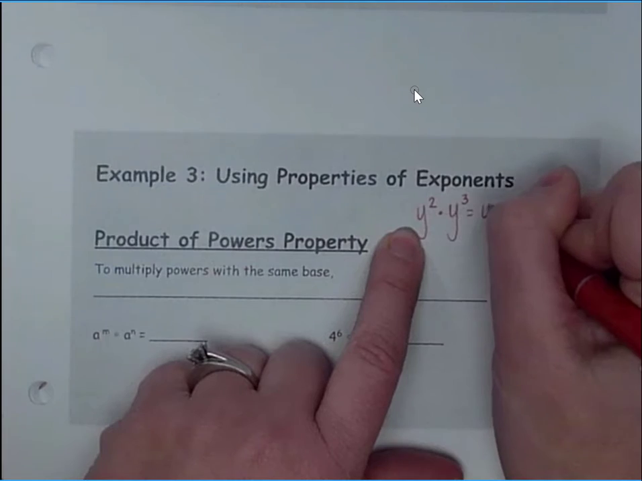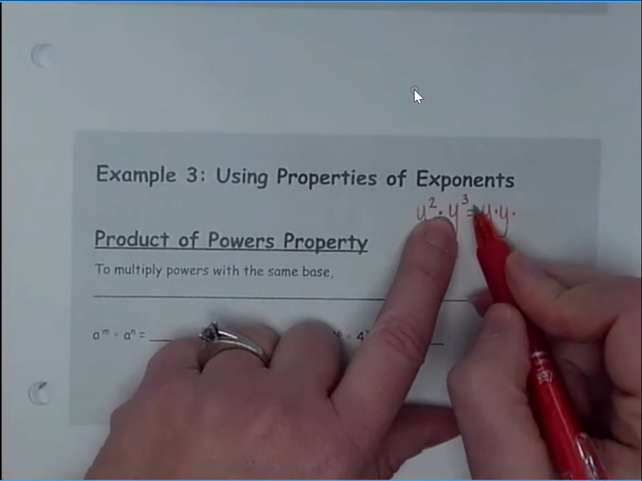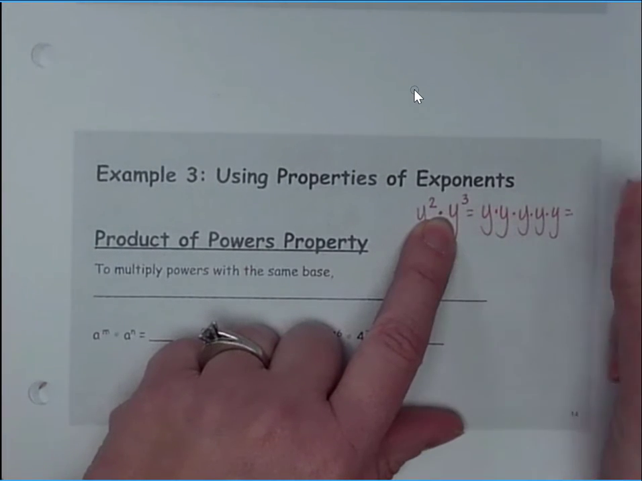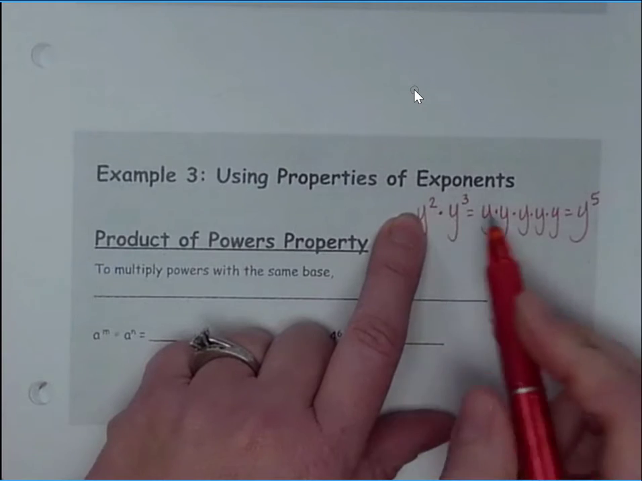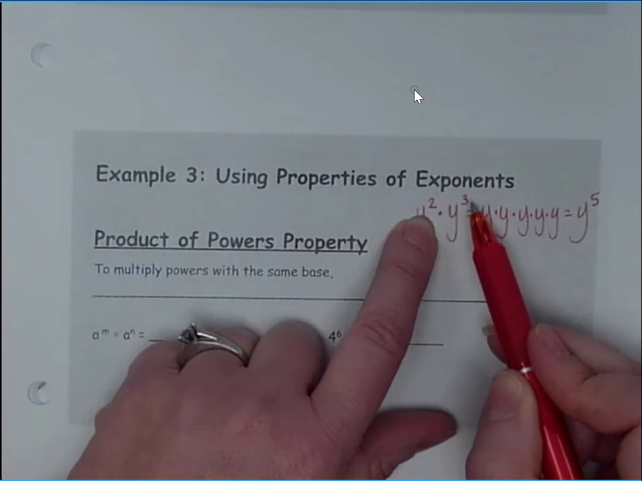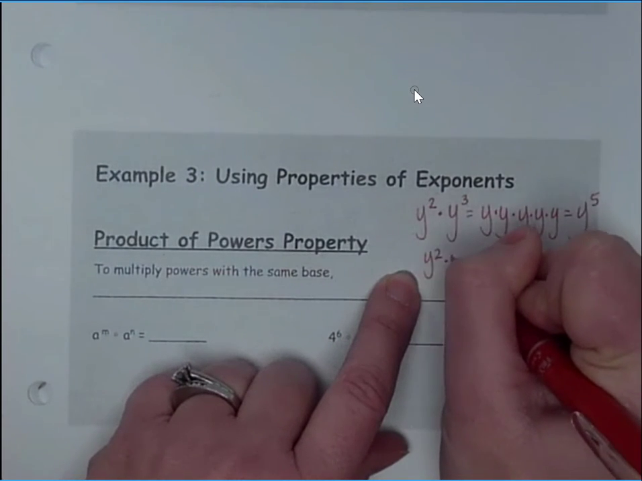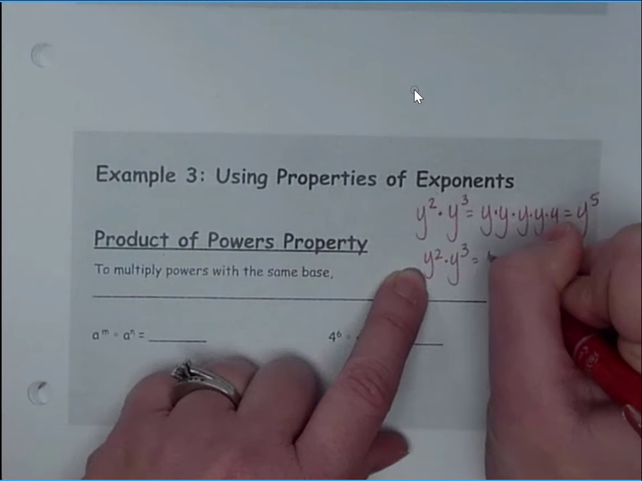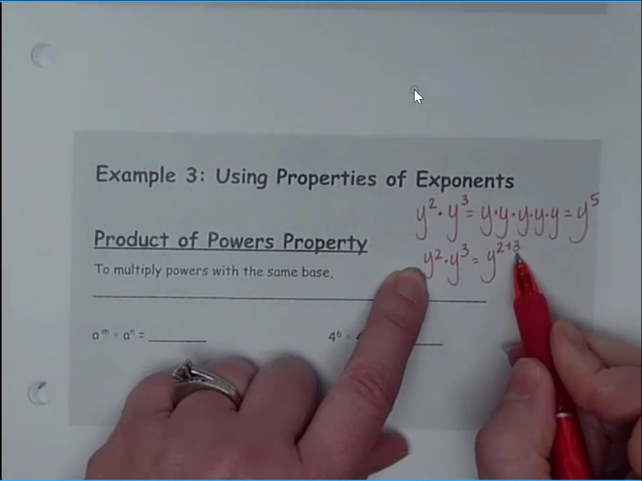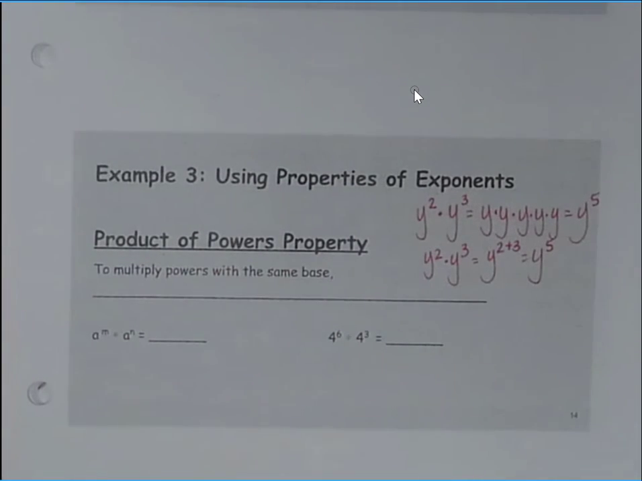Well, y squared is the same as y times y, and y cubed is y times y times y, which is the same as y to the fifth. Well, how are these related to this? Well, 2 plus 3 is 5. So if I have y squared times y cubed, that's the same as y to the 2 plus 3. So I'm going to add my exponents to end up with y to the fifth power.